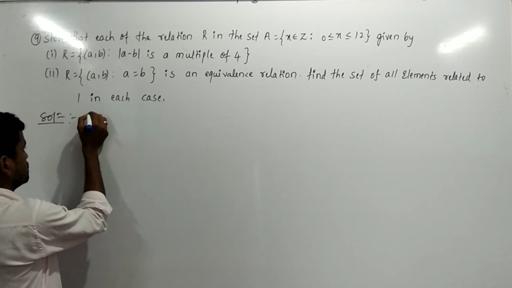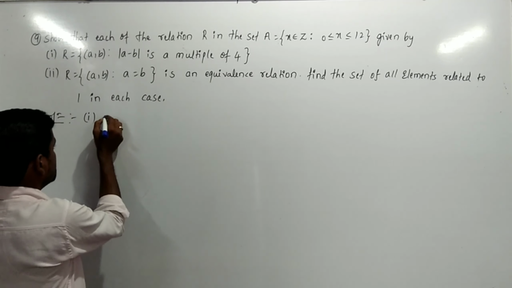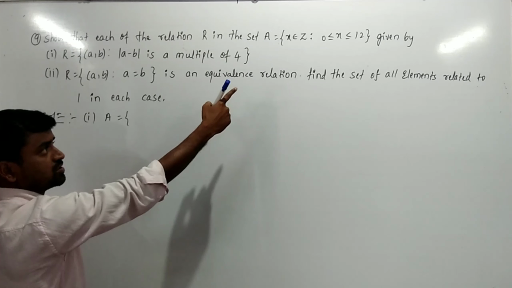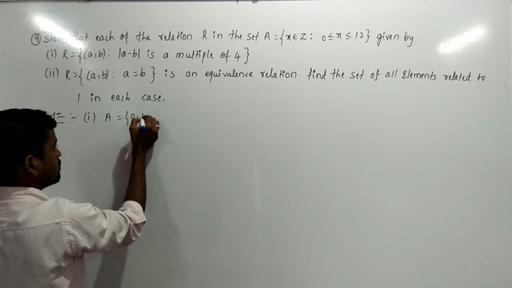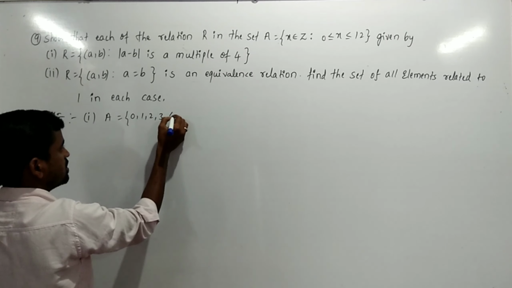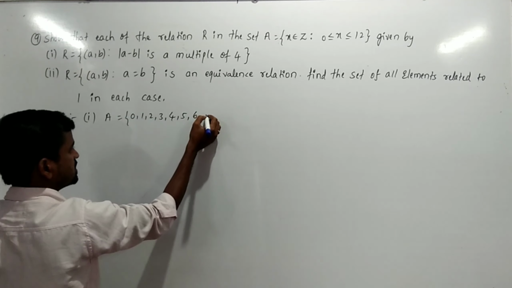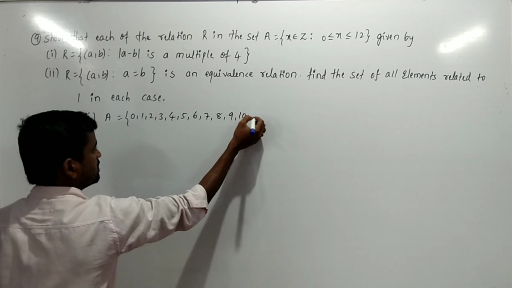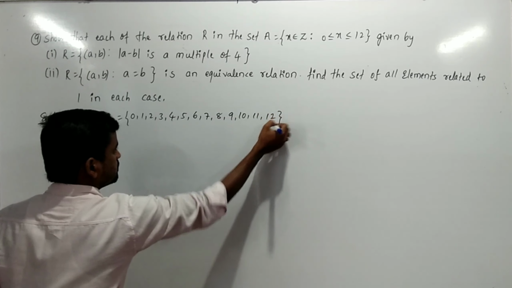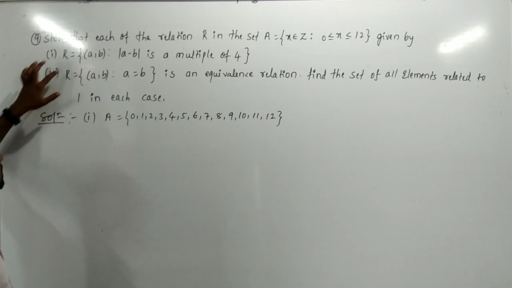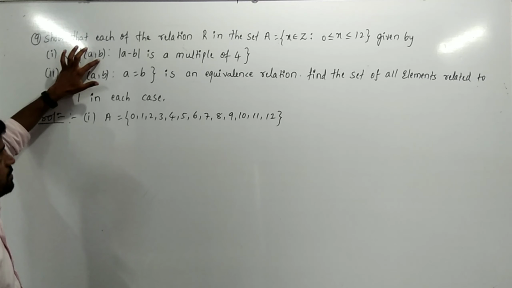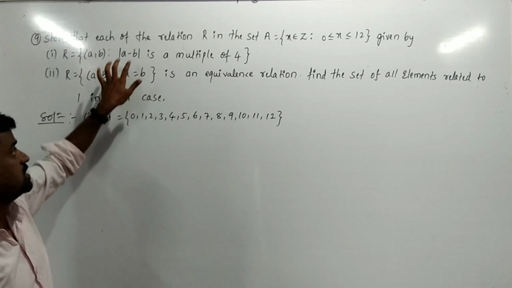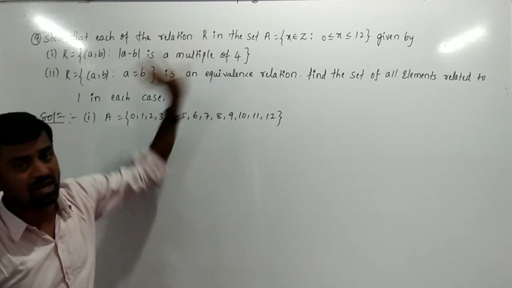First part, set of elements A = {x: 0 ≤ x ≤ 12} = {0, 1, 2, 3, 4, 5, 6, 7, 8, 9, 10, 11, 12}. The relation is R = {(a, b) such that |a - b| is a multiple of 4}. This resultant answer is a multiple of 4.